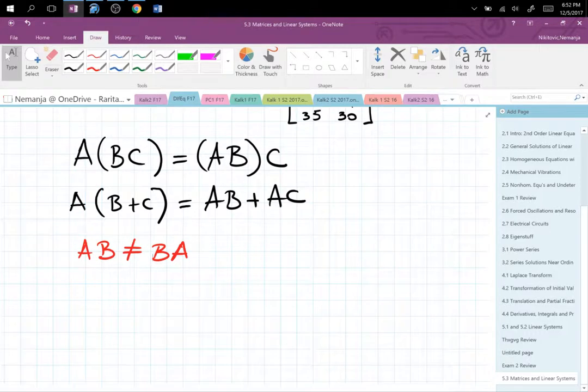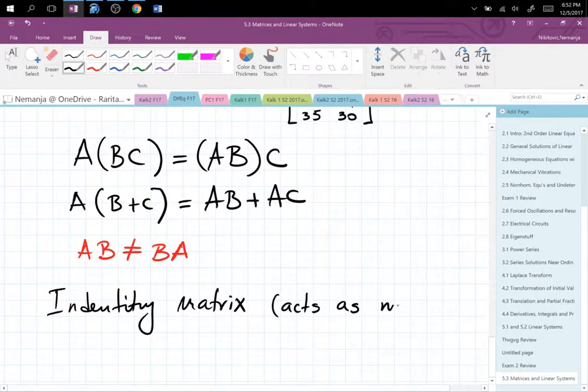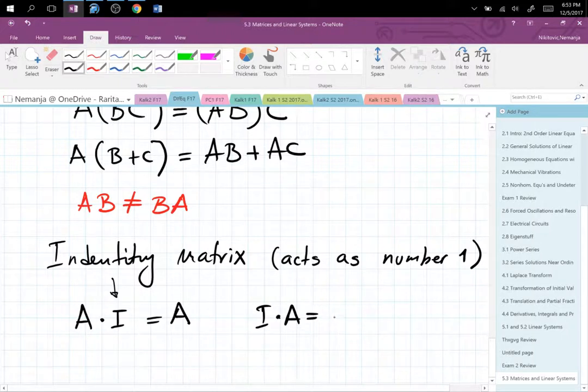We also have something called an identity matrix. An identity matrix acts as the number one. So what that means is that if you take a matrix A and you multiply it by I, which is the identity matrix, you will get A back. If you take I, multiply it by A, you will get A back.